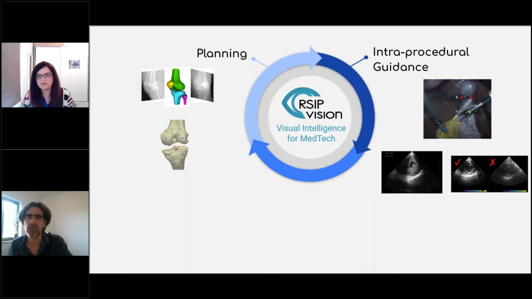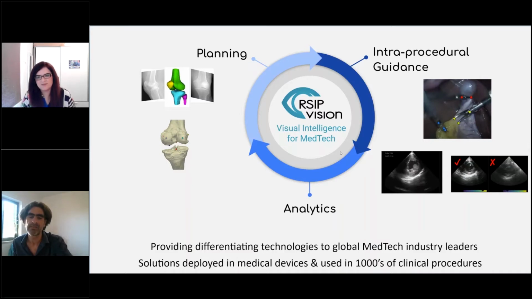And of course, we and our partners in the medtech space are very cognizant of the fact that, because we're pulling in all this data, this will hopefully be very useful down the road for analytics. So understanding outcomes of procedures, understanding which type of plans are suitable for which patients, etc. Our goal as a company is to provide differentiating technologies to the medtech industry. We have solutions and software modules that are baked into medical devices and have been used in many clinical procedures. And of course, we're in the trenches here, doing the day-to-day work together with the industry.